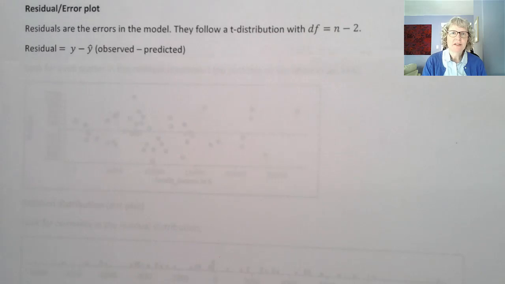Welcome back. So let's continue with regression. While we have a few more things to review or learn before we get to actual inference, you'll start to see some elements of it, okay?